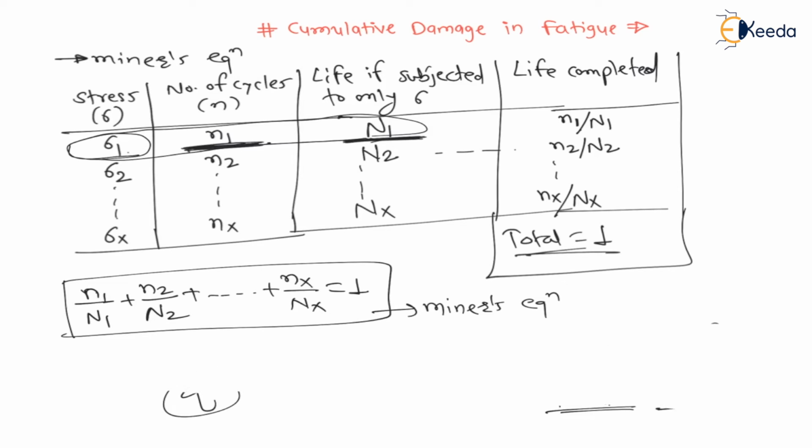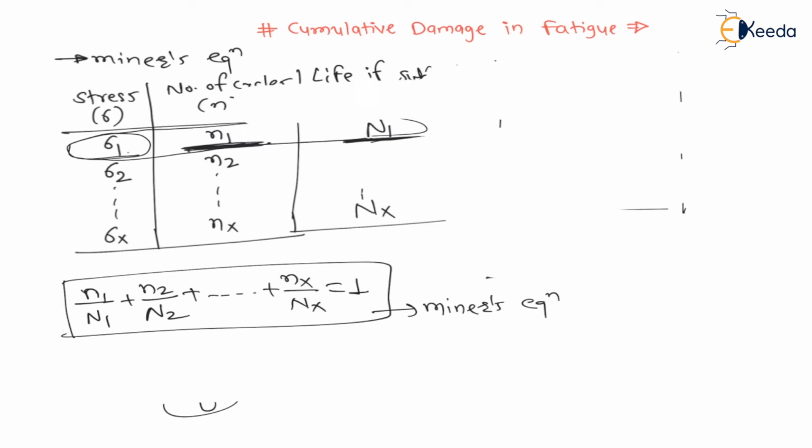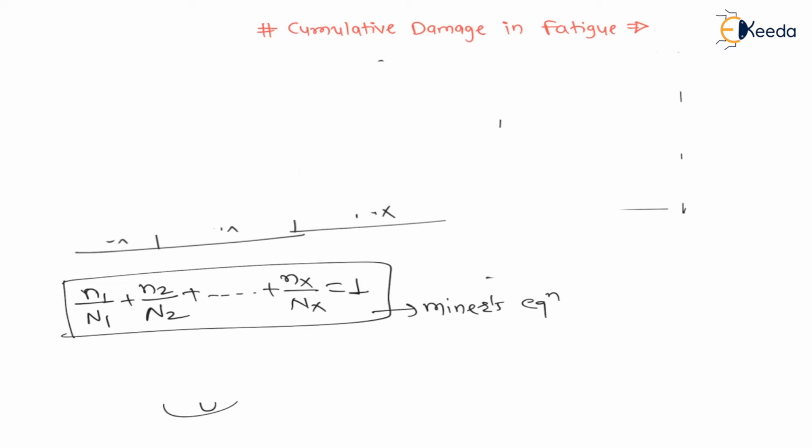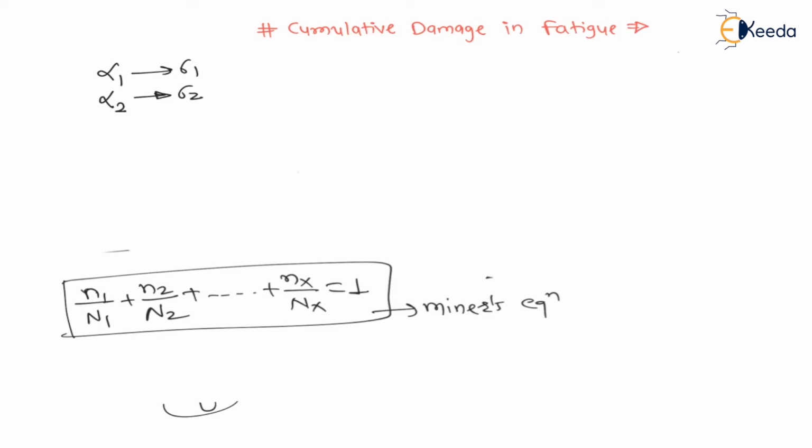Therefore here I am writing by considering percentage of time, right? Let us say the component is subjected to percentage of time alpha 1 for stress sigma 1. Let us say the component is subjected to percentage of time alpha 2 for stress sigma 2. Percentage of time is given or percentage of life is given. Therefore, let us say capital N is the total life of the component for cumulative damage.